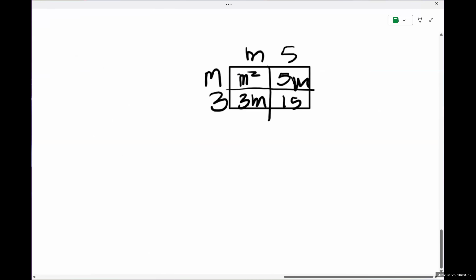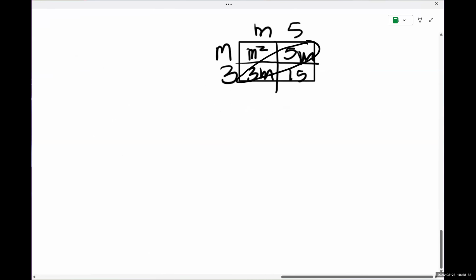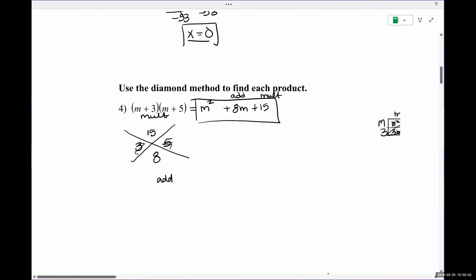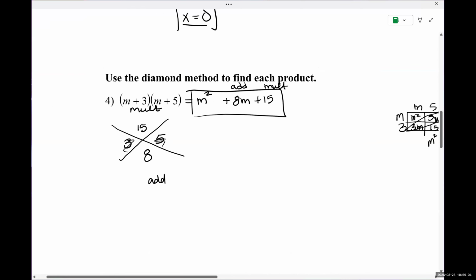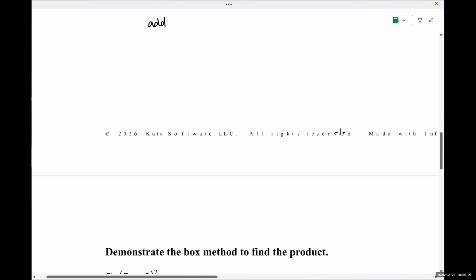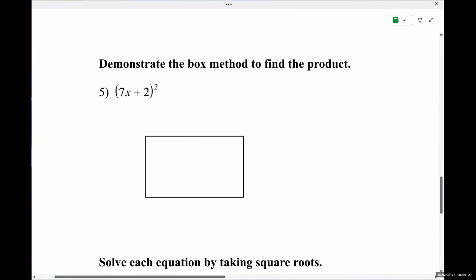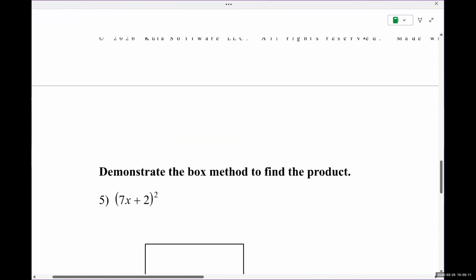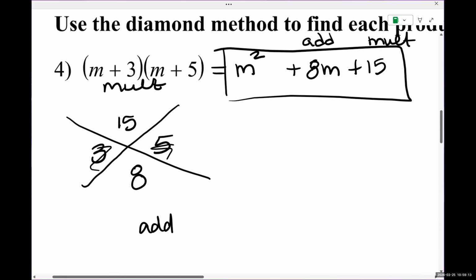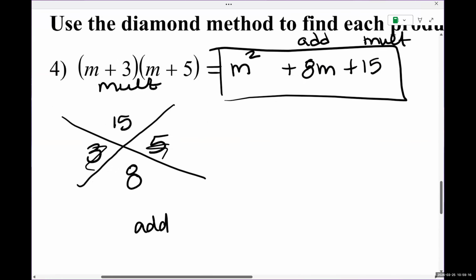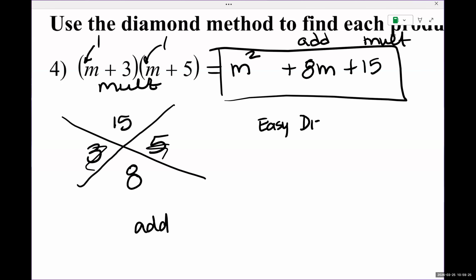Now, can you see that I would get the same thing here? Combine like terms, m squared plus 8m plus 15. You'd get the same thing. Okay, so we will talk more about those in the future. Now, notice that the coefficient is 1. Okay, so I'm going to call this an easy diamond problem.